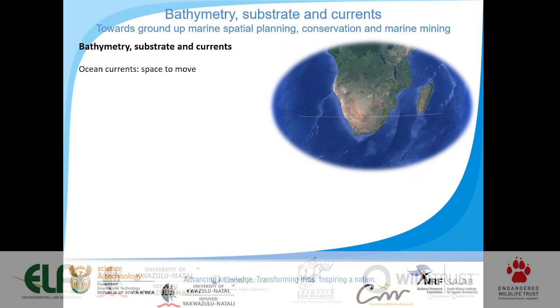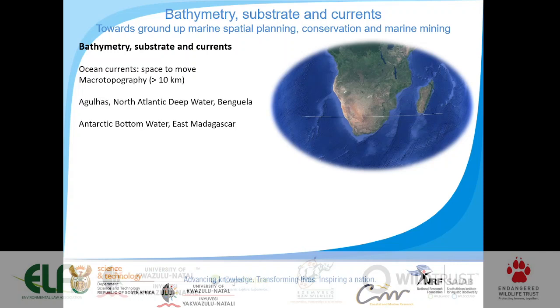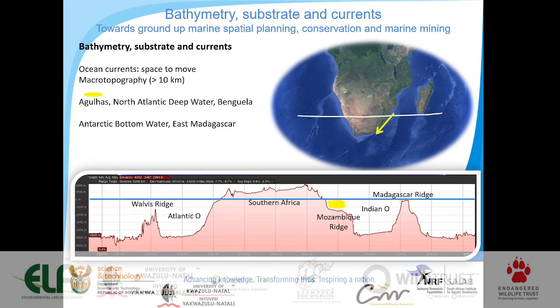At the basin scale, macrotopography controls the shape of the seafloor. It describes everything from large ridges like the Walvis and Madagascar ridges, abyssal plains, abyssal hills, seamounts. Those are all considered macrotopography, and those restrict or allow movement of deep and bottom water currents and control the lateral movement of surface currents.